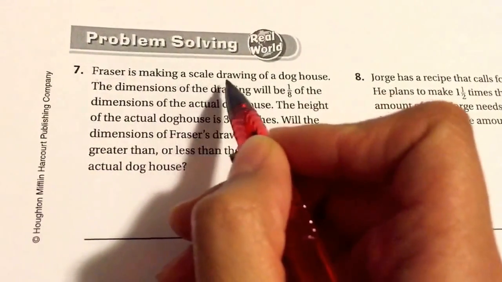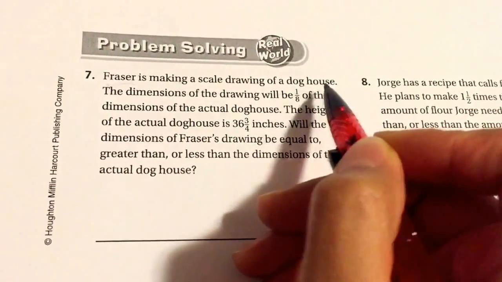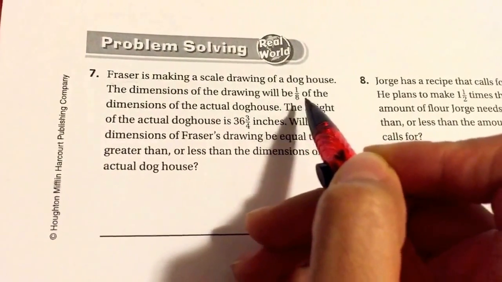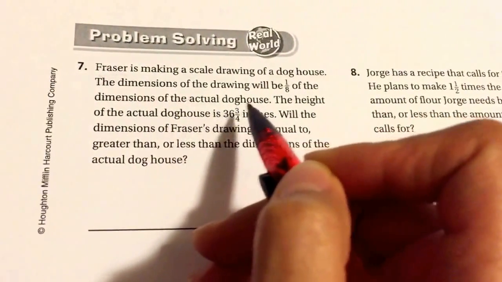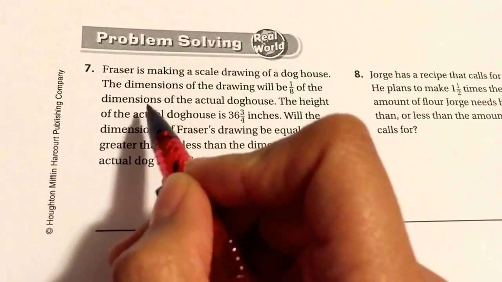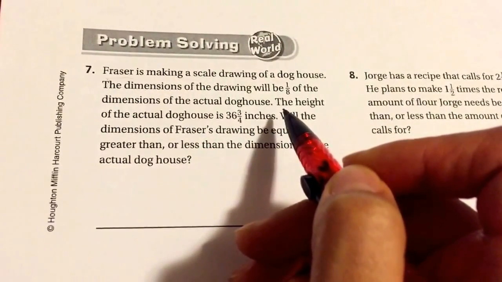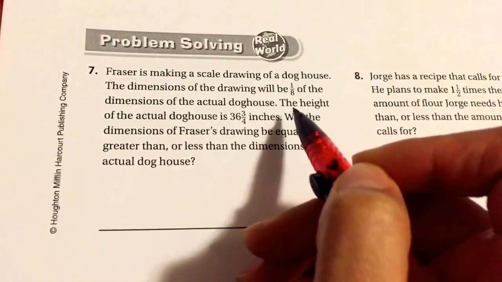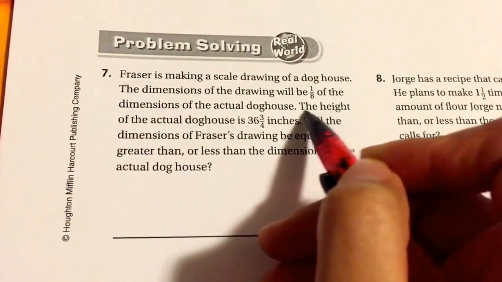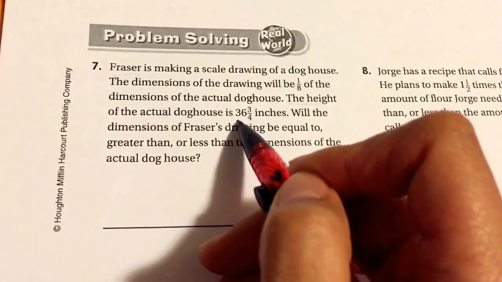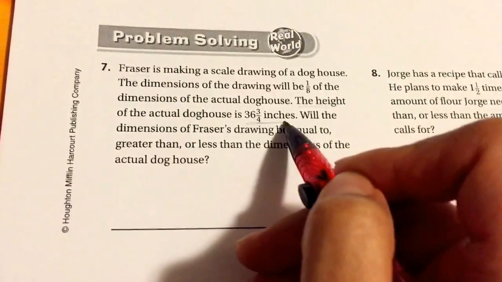Fraser is making a scale drawing of a doghouse. The dimensions of the drawing will be 1/8 of the dimensions of the actual doghouse. Dimensions are just another way of saying like units, so like length or width and height. So the height, which is how tall something is, of the actual doghouse, is 36 3/4 inches.